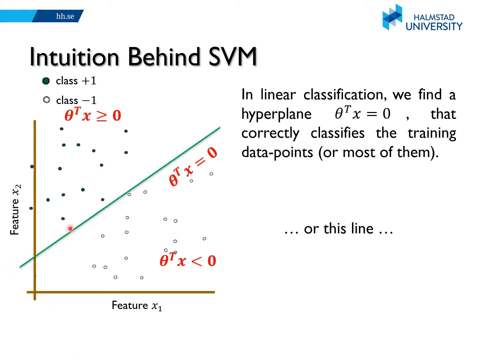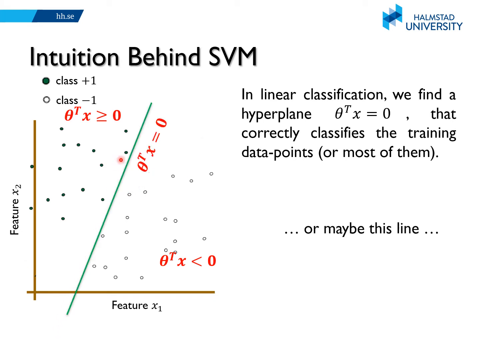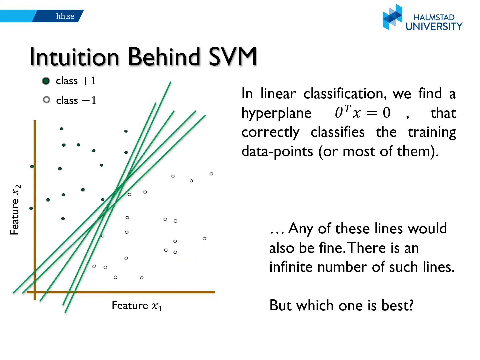Our classifier can also be this line, because this one also classifies correctly all the training examples in our training dataset. Or it can also be this classifier, because it also correctly classifies all our training examples. It can also be any of these classifiers, because all of them also achieve 0 error on our training dataset. But which one of them is the best classifier?